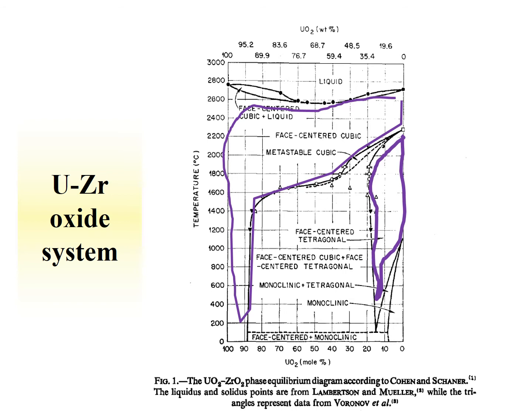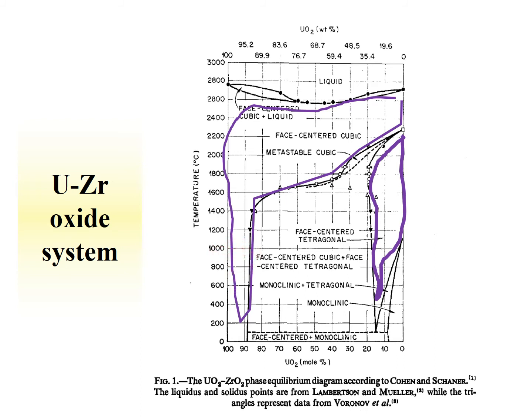An example of the uranium-zirconium oxide system is shown here. This is the phase diagram showing temperature plotted against the percent by mole of UO2. 100% UO2, 0% UO2. So you would imagine a nuclear fuel. You would be somewhere in this regime.